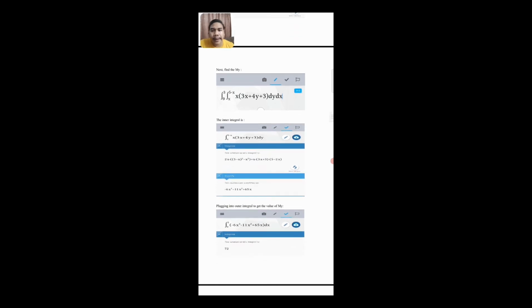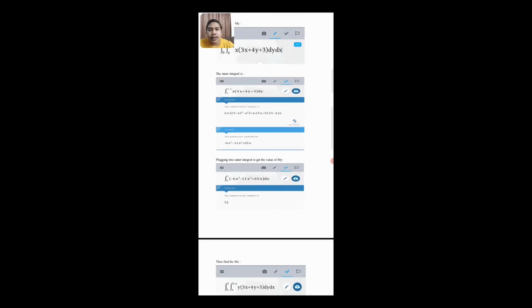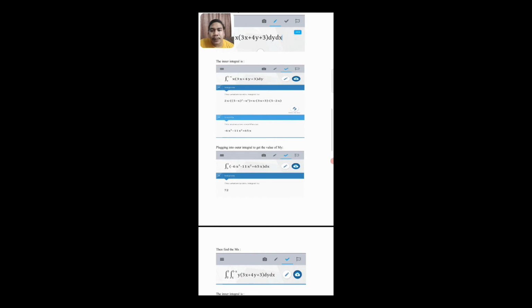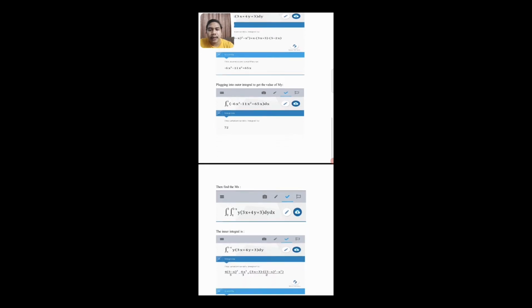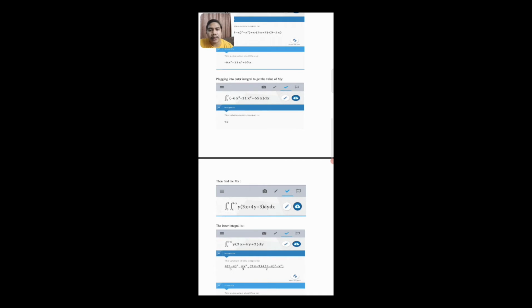The next step is to find My, which is the double integral with x from 0 to 3 and y from x to 5 minus x. When we want to find My, we put x in front of the function: x times 3x plus 4y plus 3 dy dx. We settle the inner integral from x to 5 minus x, and we get negative 6x cubed minus 11x squared plus 65x. Then we plug it into our outer integral to get the value of My, which is 72.